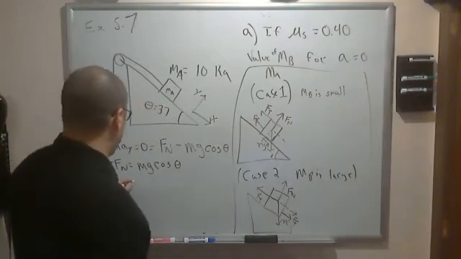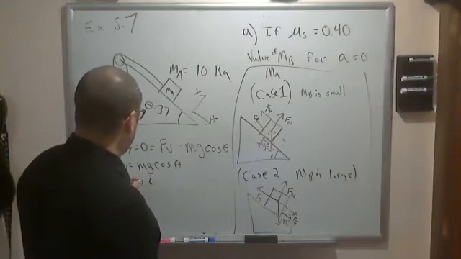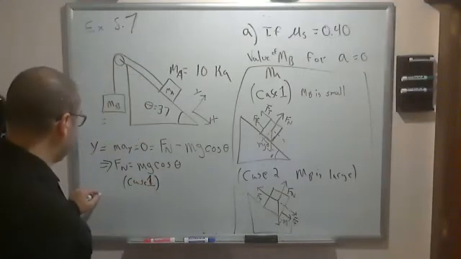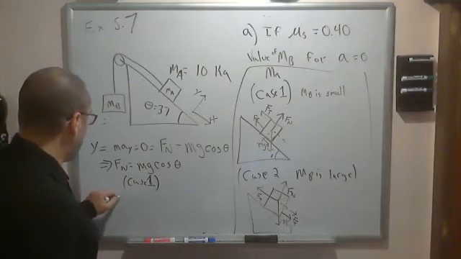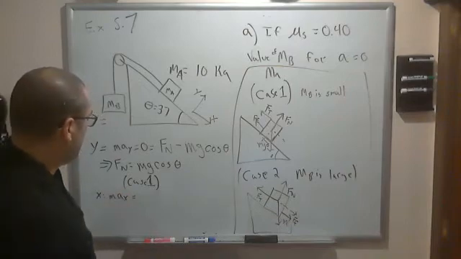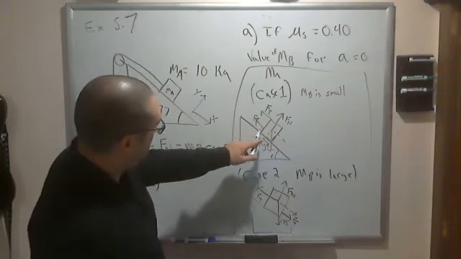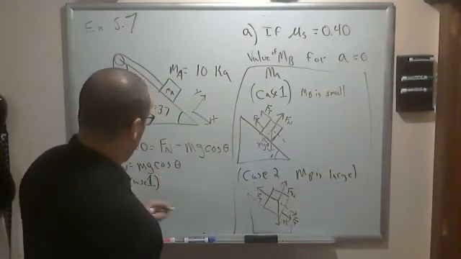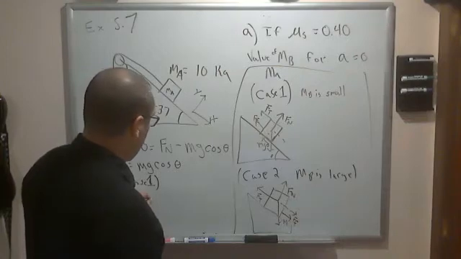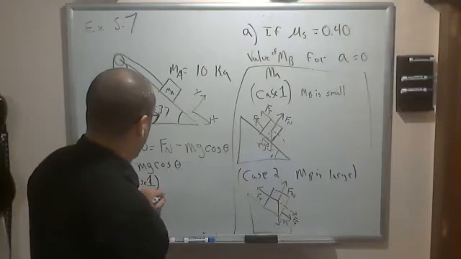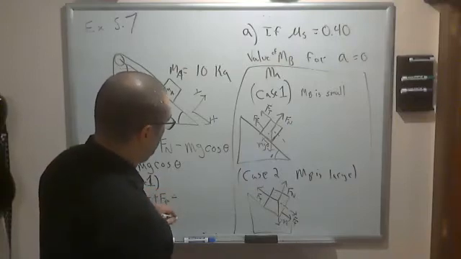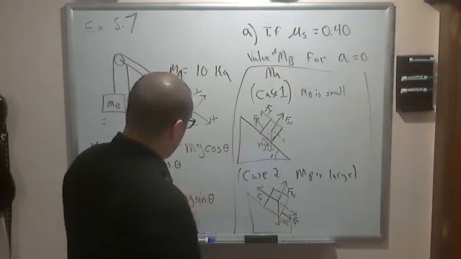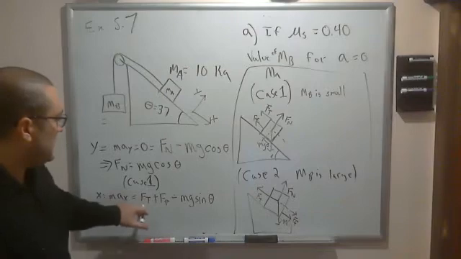So let's find that. Case 1, right? The x would be ma_x is equal to, let's do this. Case 1 is where it's about to move downwards. So it would be Ft plus the force of friction minus the component of gravity in that direction, in what we call the x direction. All right. Now let's plug in our values for this.